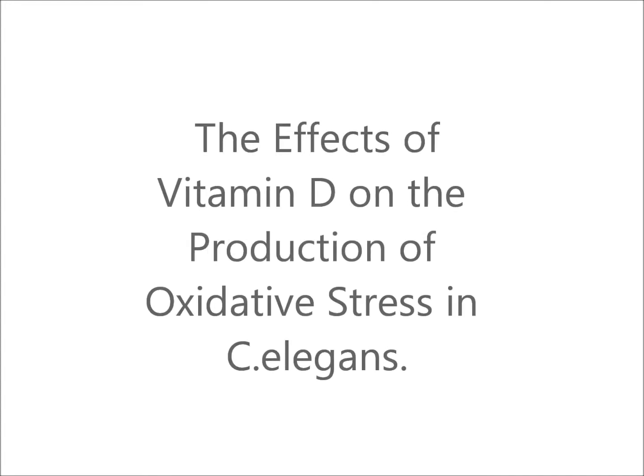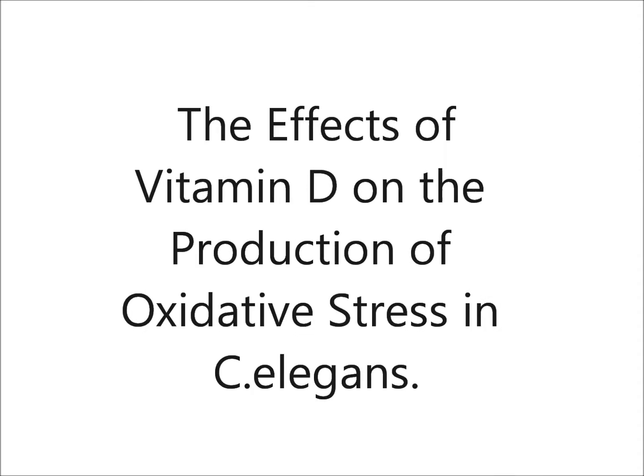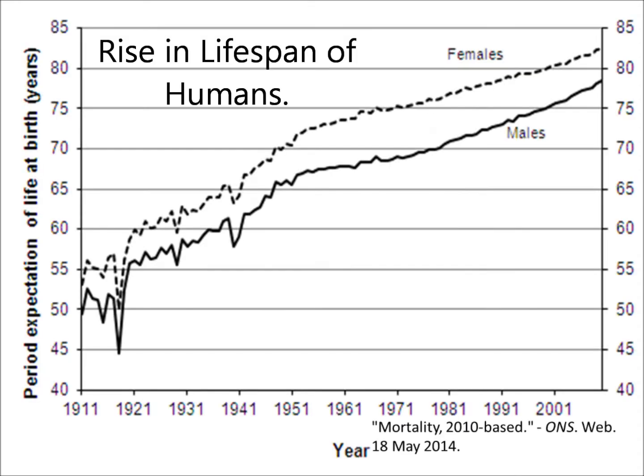The effects of vitamin D on the production of oxidative stress in C. elegans. In the past 100 years, there has been a dramatic increase of the average life expectancy of humans. In 1900, the average life expectancy of a male in the United States was 48 years of age. For a female, it was 51 years of age in the United States, according to the U.S.